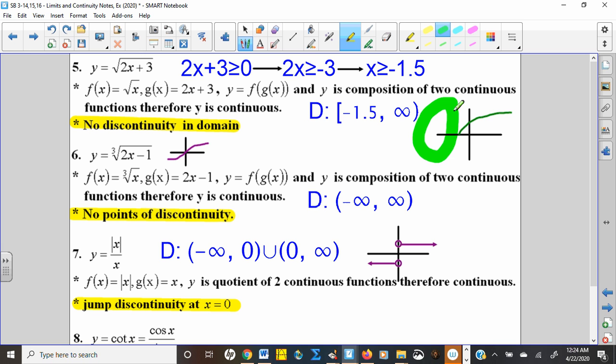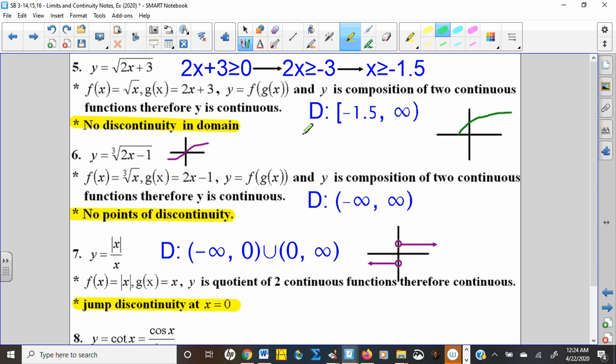But remember, continuous functions just have to be continuous over their entire domain. Just solve for the domain of this function, and it is continuous everywhere from that point on. This is a continuous function. There are no points of discontinuity, even though it's not defined to the left of negative 1.5.